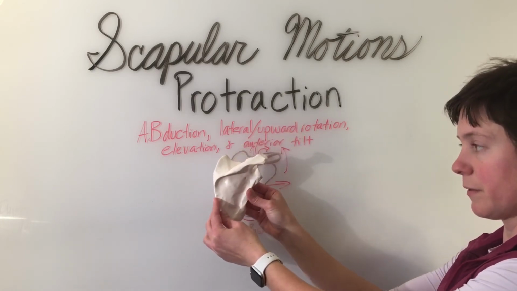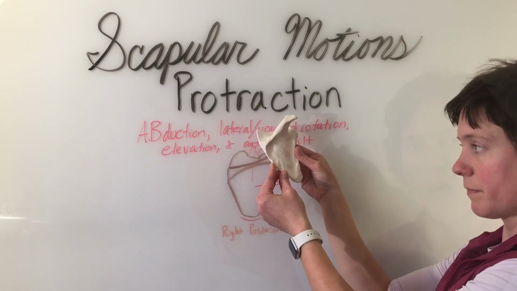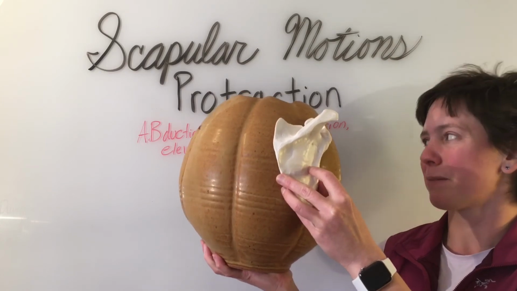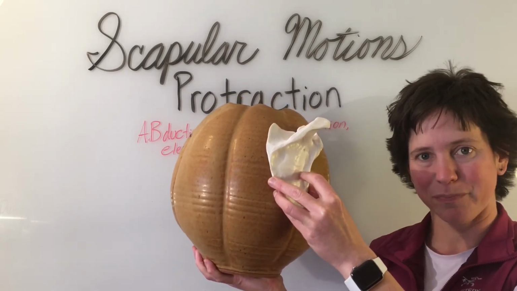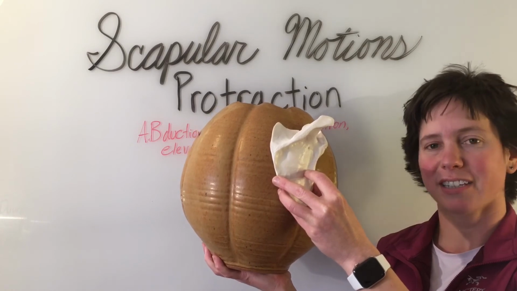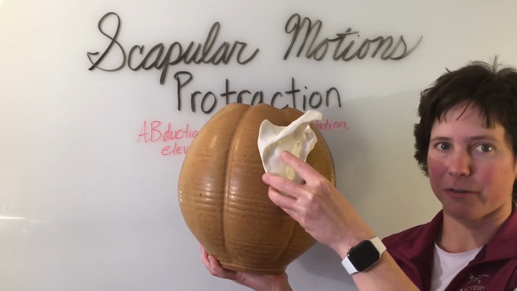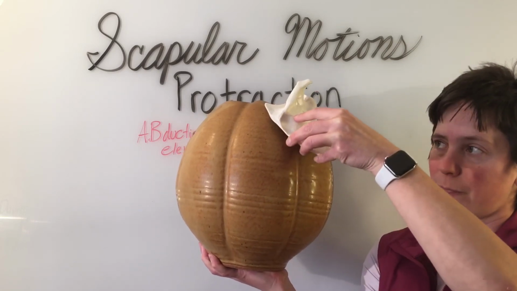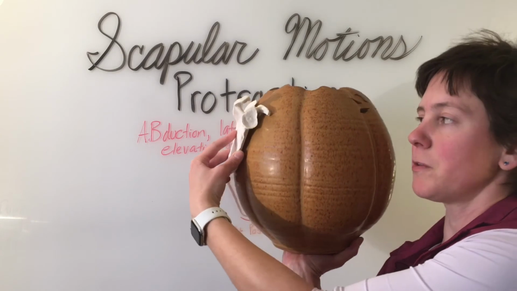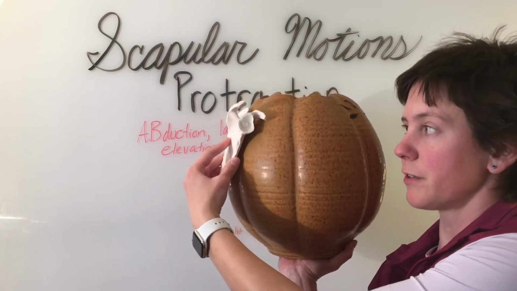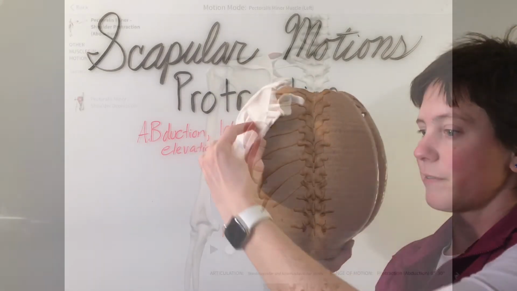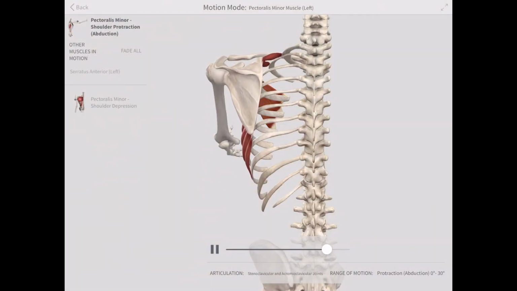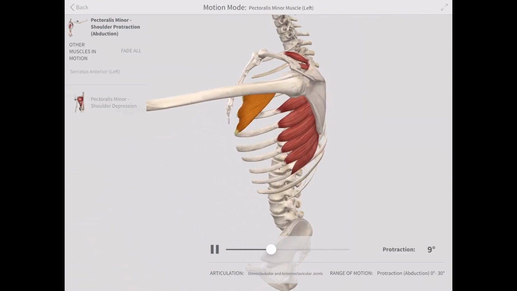So together, on our pumpkin model, our protraction will be the combination of abduction, lateral or upward rotation, anterior tilt, and elevation. So the combination of those actions will result in protraction. From this angle, it will be protraction. For another visual demonstrating protraction, here is a model from the Complete Anatomy app.